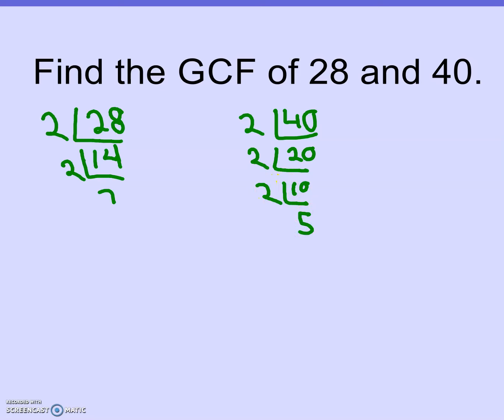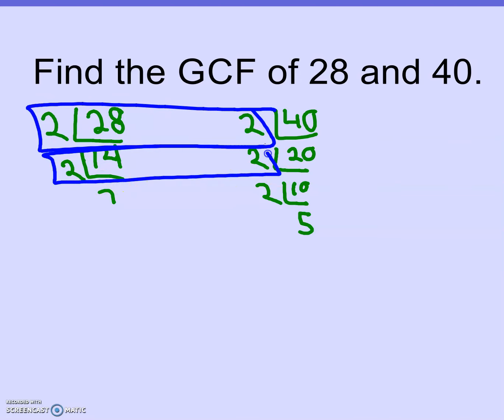Okay? And now what I'm going to do is say, look, they've got a 2 in common here, another 2 in common there, and those are the only things that they have in common. So the greatest common factor is going to have to be divisible by 2 and 2 again, so I'm going to multiply them together and get 4. Now just to be sure, let's check it.